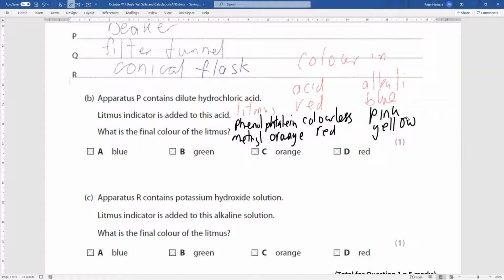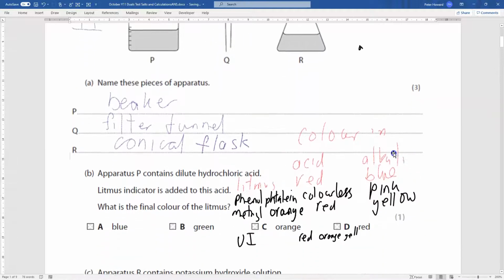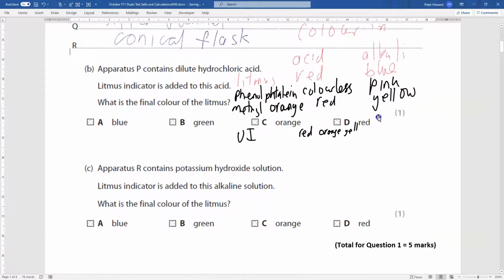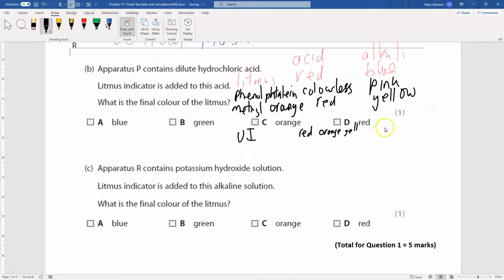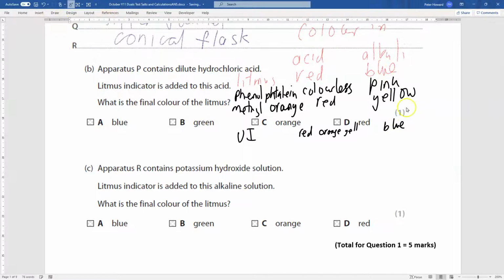Now, the other thing I suppose that we could mention is that we've got two indicators which are red in acid, and then obviously we've got UI. Universal indicator has a variety of different colours: in strongly acidic solutions, red. Then we've got some oranges, then yellow, green for a neutral solution, and then blue and purple for alkaline solutions. So again, we can see the colour blue is often associated with alkaline solutions, and purple is strongly alkaline. The next question: what colour is litmus when added to acid? What is the final colour? It's going to be red.